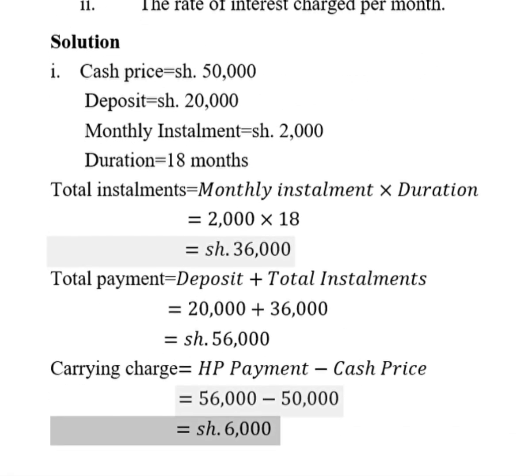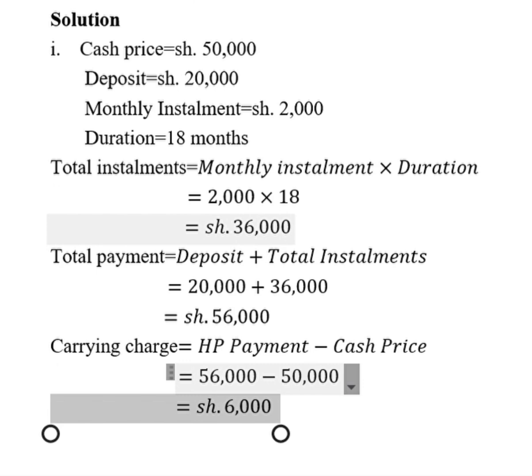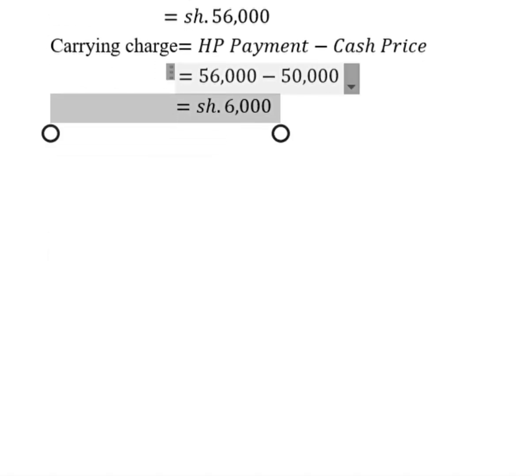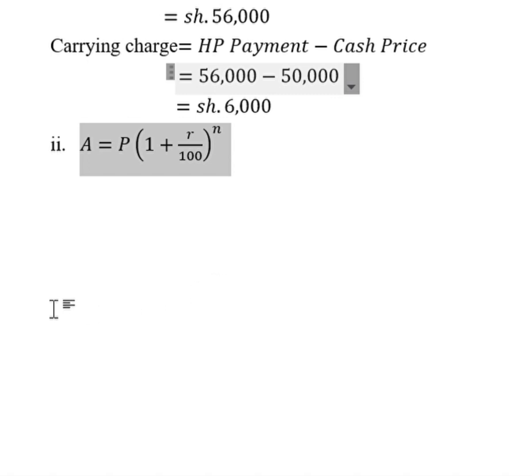The second question wants us to get the rate of interest charged per month. Normally, the rate is calculated using the compound interest formula. The compound interest formula is that one which says amount is equal to principal into 1 plus rate over 100 raised to power n, where A is the amount, this is the principal, this is the rate, and this is the duration. If the rate is per annum, the duration should be in years. If the rate is per month, the duration should be in months, or number of months.